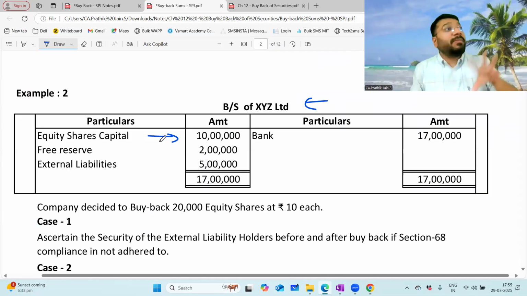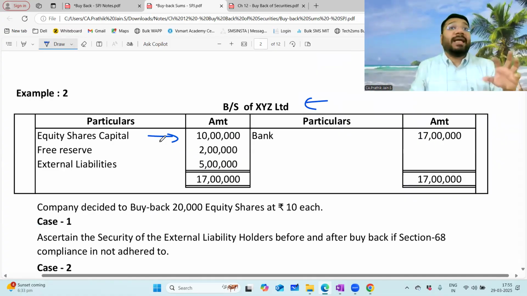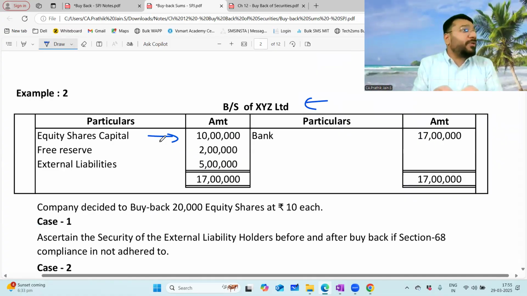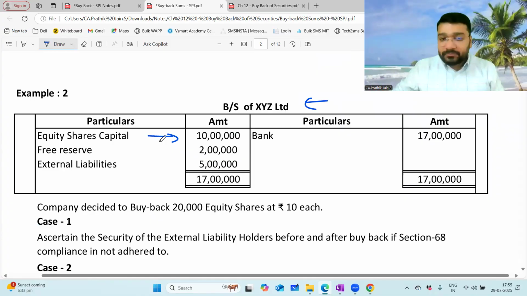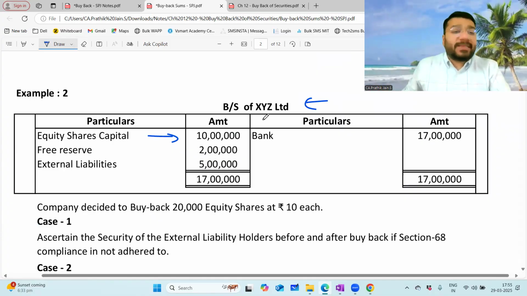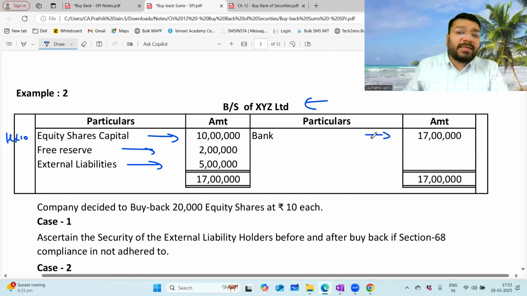We understood the concept independently for each and every note, and then we combined them in the big full-fledged question. Same thing I'm going to do now. So this is the balance sheet of XYZ Limited. Equity share capital is how much? 10 lakh, 1 lakh shares of 10 each. Free reserves 2 lakh, external liabilities 5 lakh, bank balance 17 lakh.